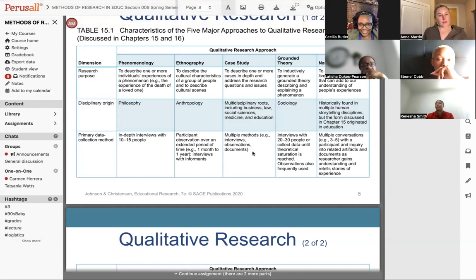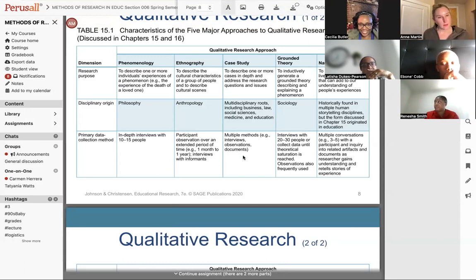So a lot of people have already mentioned that in your research proposal you are considering using more than one data source, maybe interviews plus a survey, maybe observations plus an interview. So in case study design, using multiple data sources is very common.